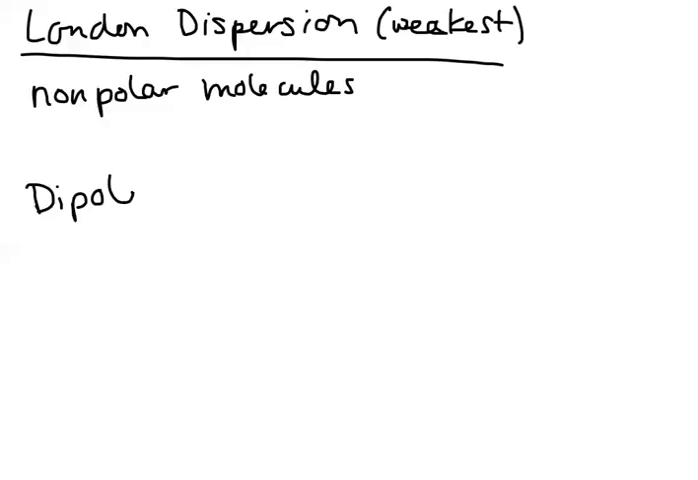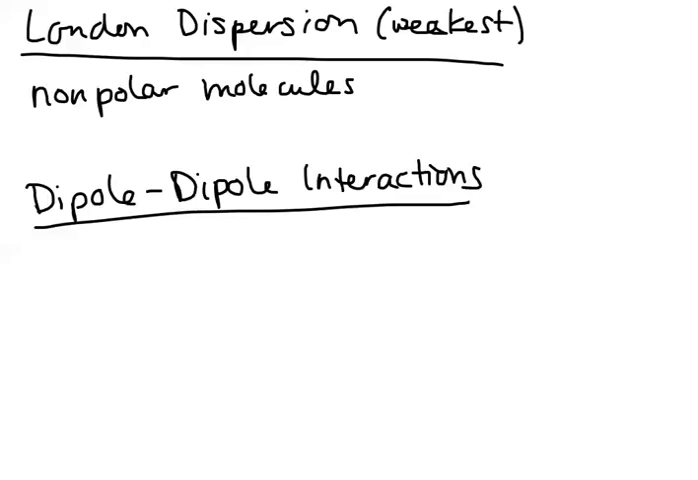Dipole-dipole interactions. Based on the name, what type of molecules do you think form these type of interactions? Polar molecules, because polar molecules have dipoles. These are stronger because polar molecules always have a positive and a negative end, and they're going to attract the positive and negative ends of other molecules.